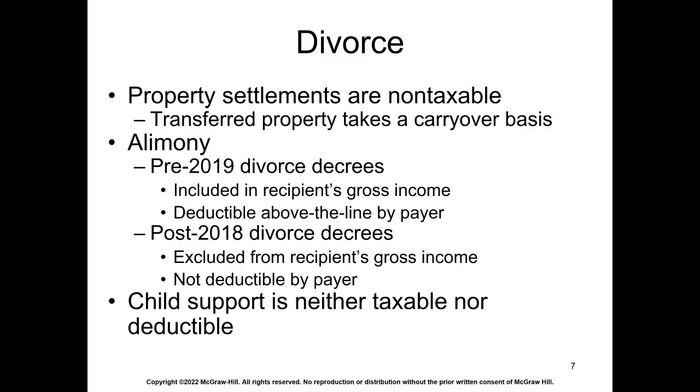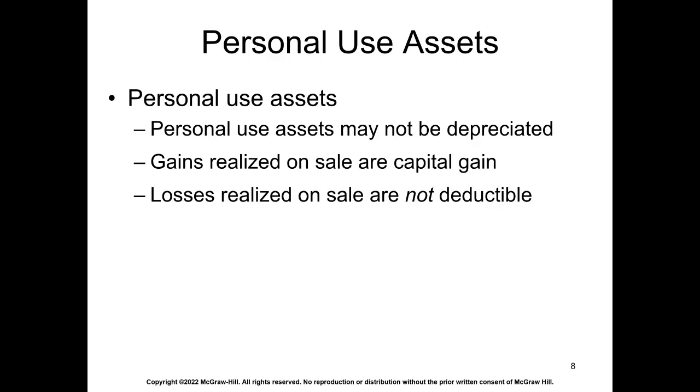So then they talk about personal use assets. Personal use assets are assets you use for personal purposes, meaning you do not use them for business purposes. So your own vehicle, for instance, you cannot depreciate that. Gains realized on the sale are capital gain, and losses realized on the sale are not deductible.